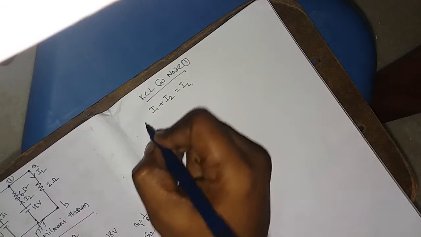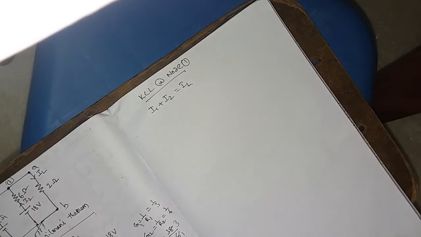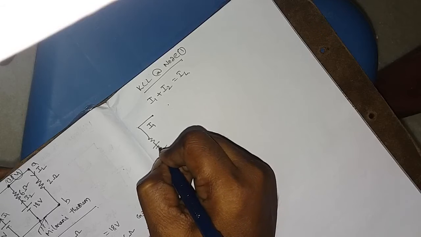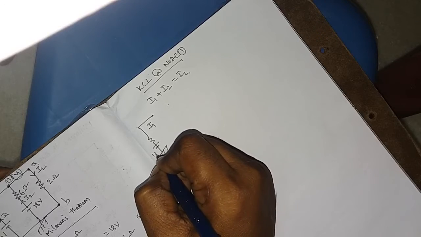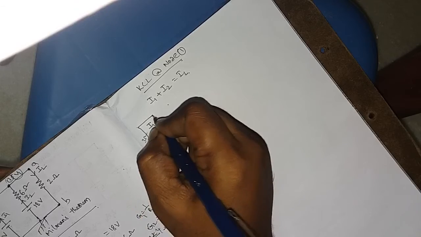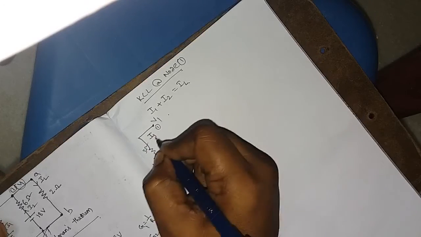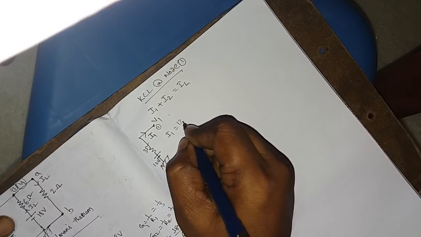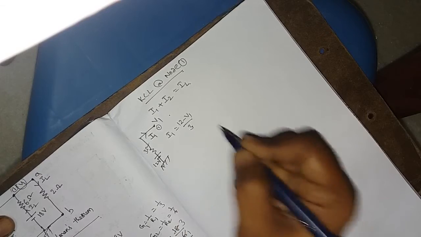Now, what is I1? Let the node voltage be V1. Here it is connected like this: this is 12 volts, 3 ohms, node 1, V1. The current flows in this fashion. So hence I1 is equal to (12 minus V1) by 3.